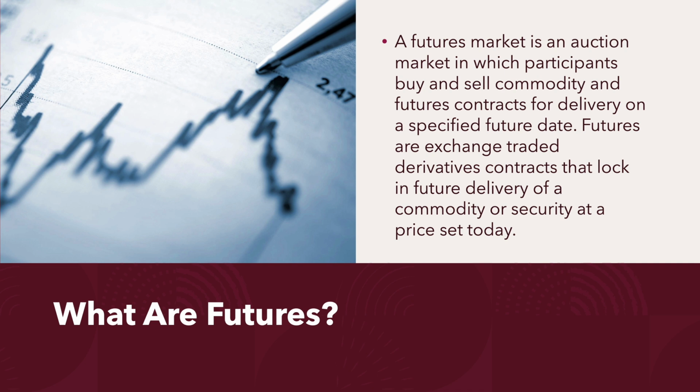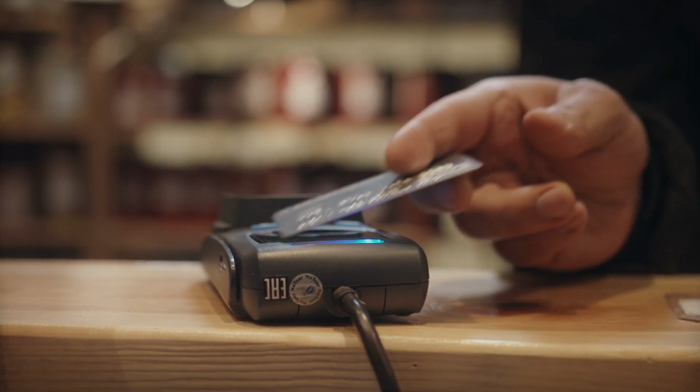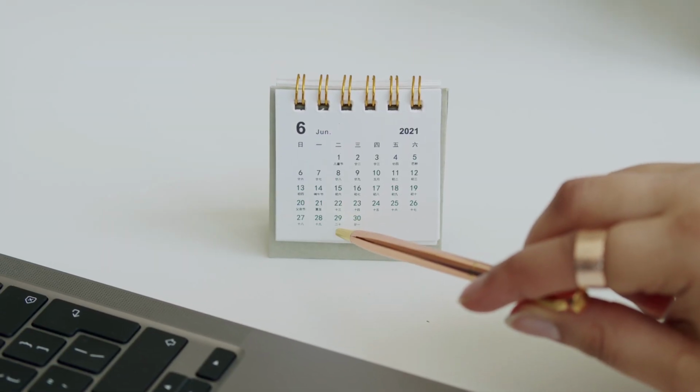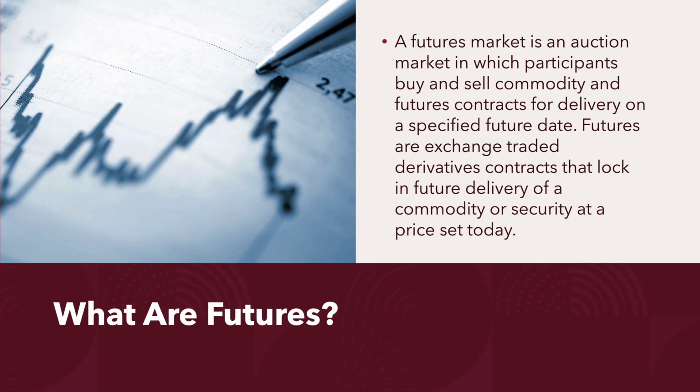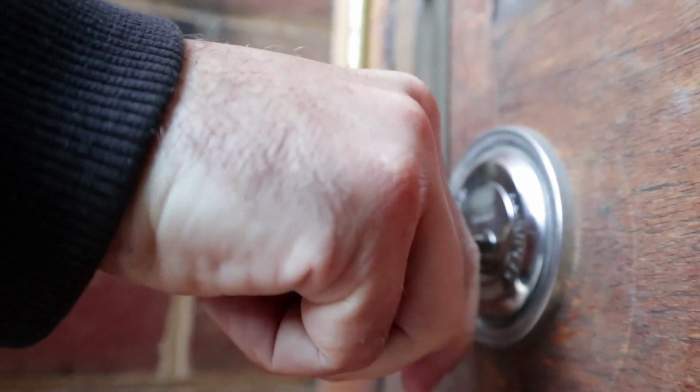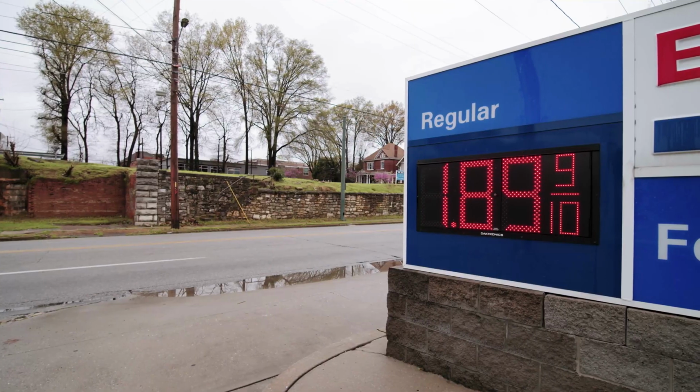All right, so what is a futures market? The futures market is an auction market in which participants buy and sell commodities and futures contracts for delivery on a specified future date. Futures are exchange traded derivatives that lock in future delivery of a commodity or security at a price set today.